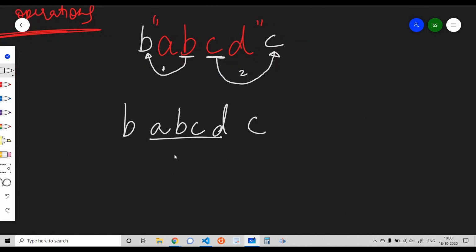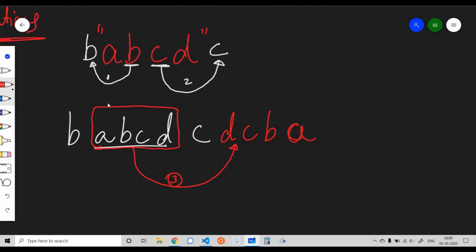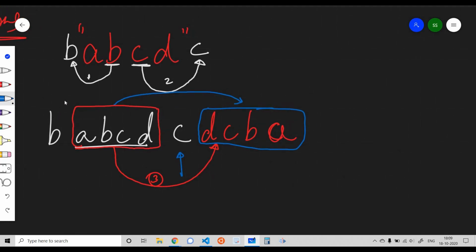Now in my third operation, I'll pick the initial substring which is in between the 2 endpoints, and I'll reverse it and append it at the last. This is my third step. After reversing and appending it, it will look something like this. Now if you see, this and this are palindromes of each other, and this can be my middle character. I just need to put a B such that it would be matching the character here. Then this whole string will become a palindrome.